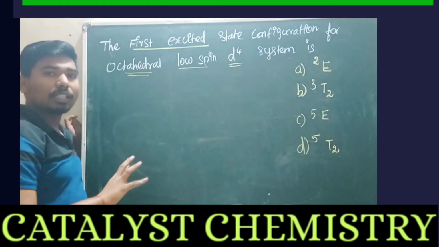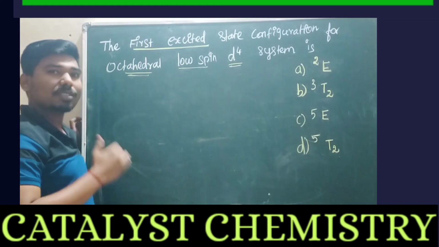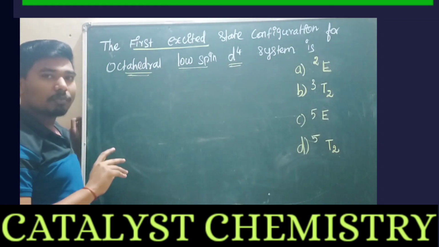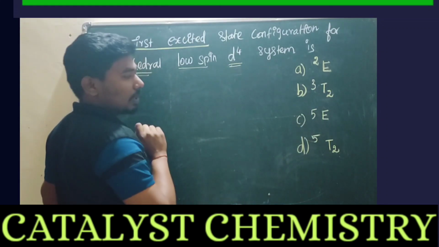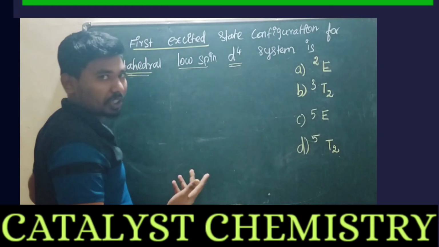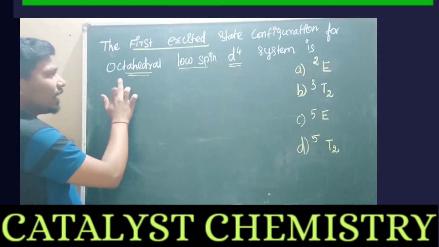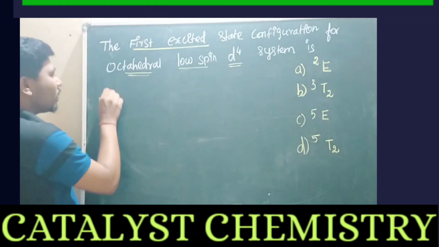In our classes we have discussed term symbols. One is the atomic term symbol, molecular term symbol and Mulliken term symbol. So these are Mulliken term symbols. Okay, so let's see how to work this out. First, what is given? It is an octahedral complex. So it is a d orbital.